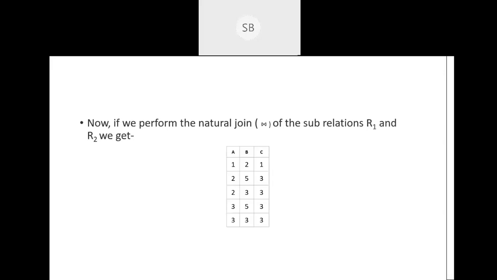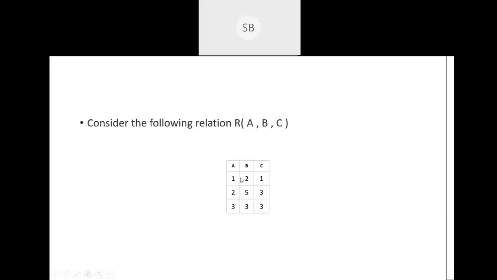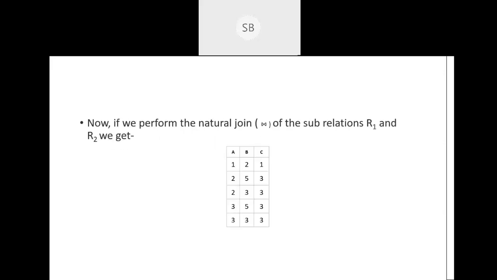Okay, so you will get values 1, 1, 2, 1, 2, 5, 3, 2, 3, 3, 3, 5, 3, 3, 3, 3. So that means you are getting extra information, because what was your original table? Only 3 tuples it had. But here we are getting 2, 3, 3, 2, 3, 3 and 3, 5, 3. These 2 tuples are extra. That means we are getting redundant data, that means your information is lost here.